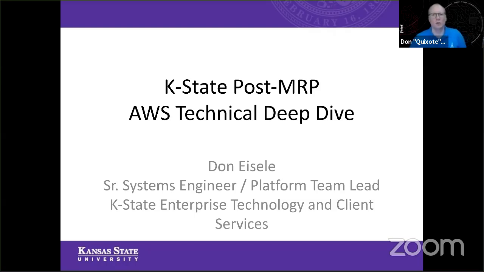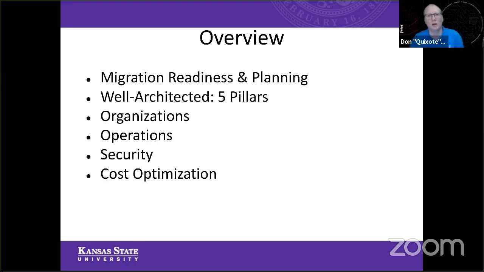All right. So, an overview of the things I'm covering today. I'm going to try to cover a lot of material, so I'm going to go through fairly quickly so we can have some time for questions at the end. I'm going to briefly touch on the MRP and what it is. I'm going to go over the Well-Architected 5 pillars for about 20 seconds. And then I've got some different categories that I'm going to be talking about: organizations and multi-account structure, operations, security, and cost optimization.